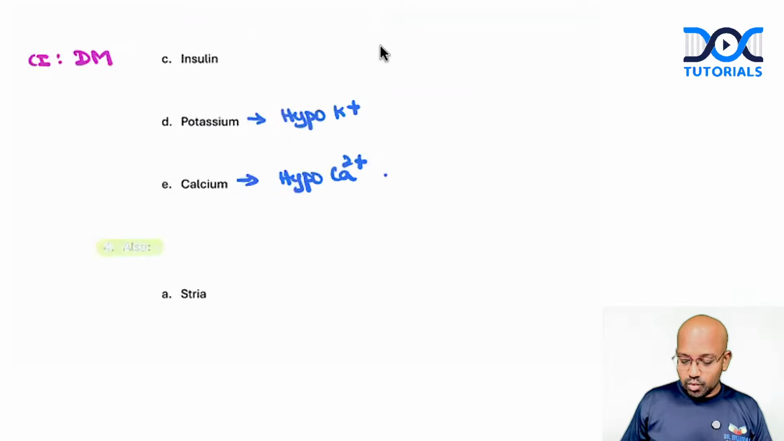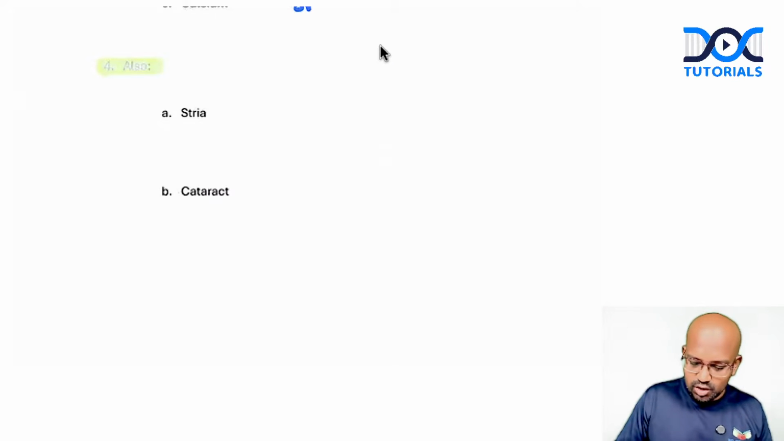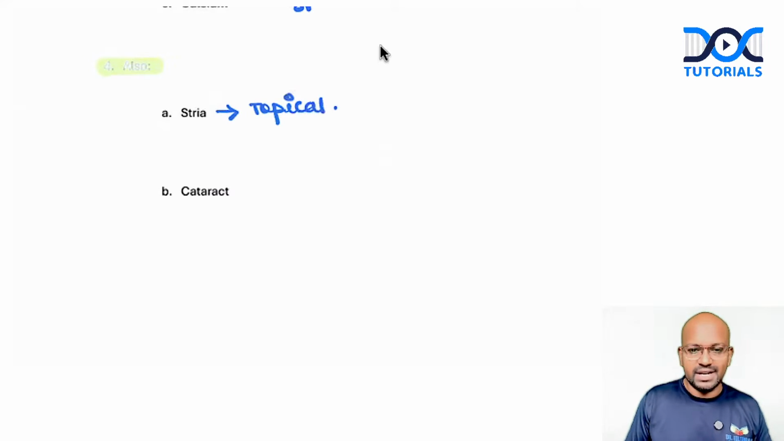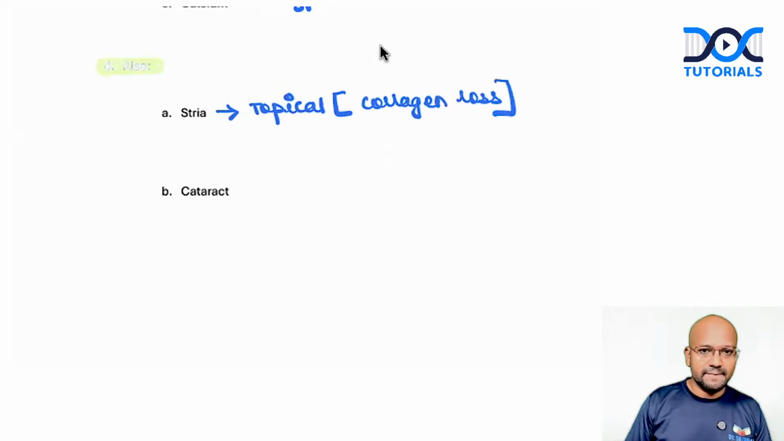Good. What are the other adverse effects? Also, patients might develop striae and cataract. What's the concept of striae? Especially whenever a drug is given as topical therapy, patients might develop striae. Like when you go for weight loss, we can see lots of white stretch marks. Similarly, we can see striae marks throughout the trunk. This is primarily seen when you administer steroids as a topical therapy, and topical steroids produce collagen loss. That is one of the reasons why patients might develop striae.